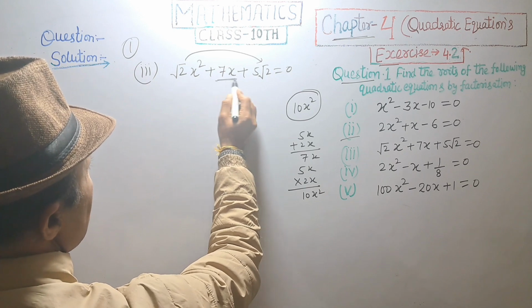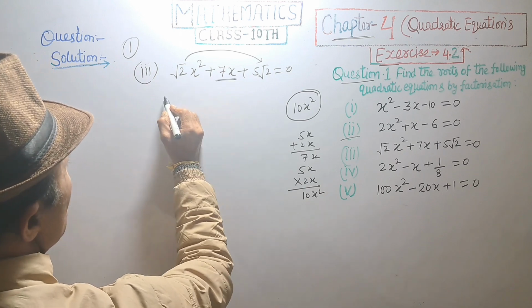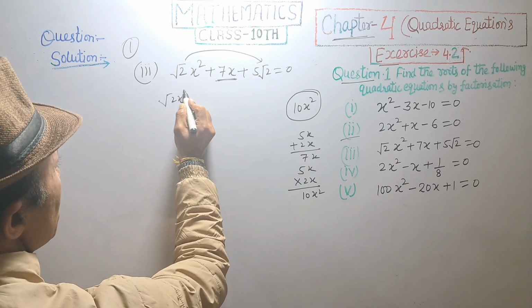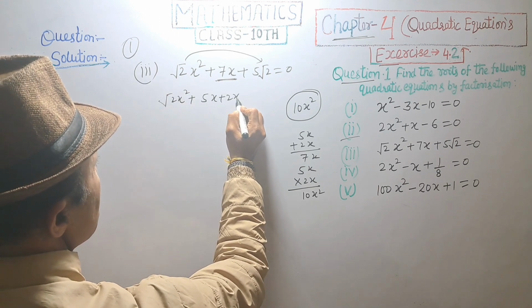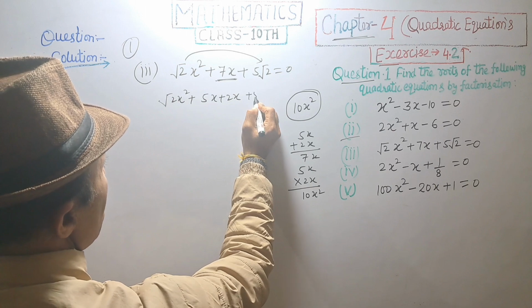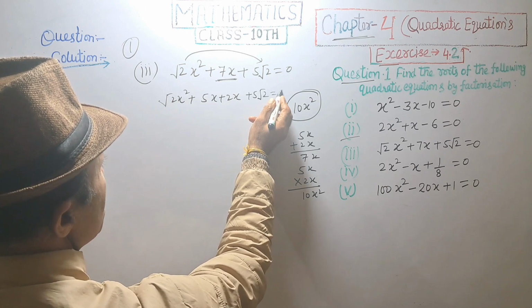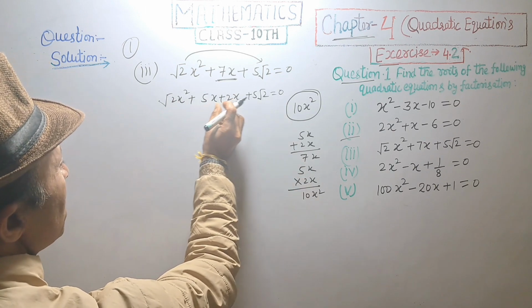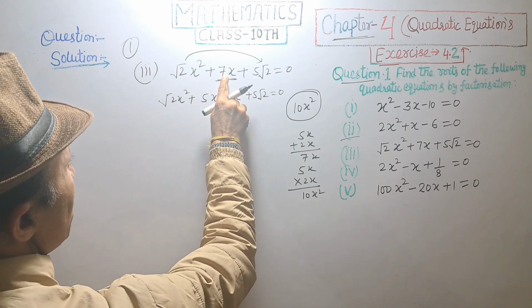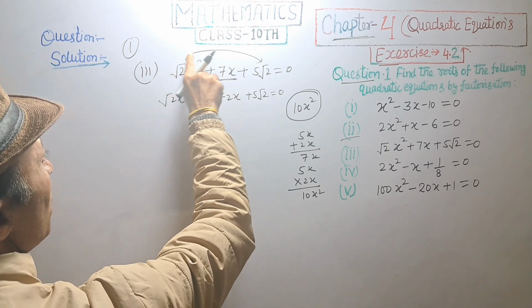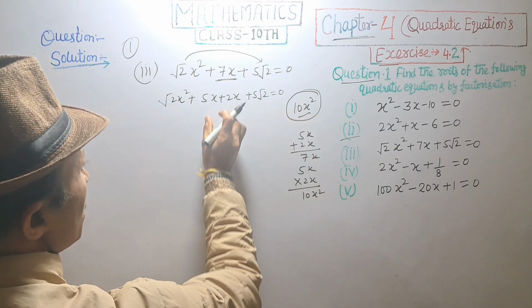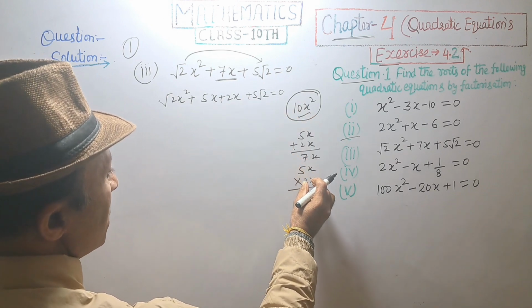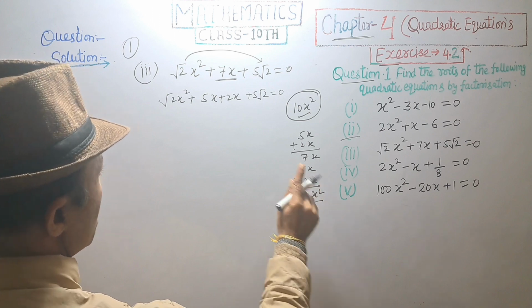So this 7x split into root 2 x square plus 5x plus 2x plus 5 root 2 is equal to 0. 5x plus 2x is equal to 7x, and product of first and last is 10x square. So 5x multiplied by 2x will be 10x square.